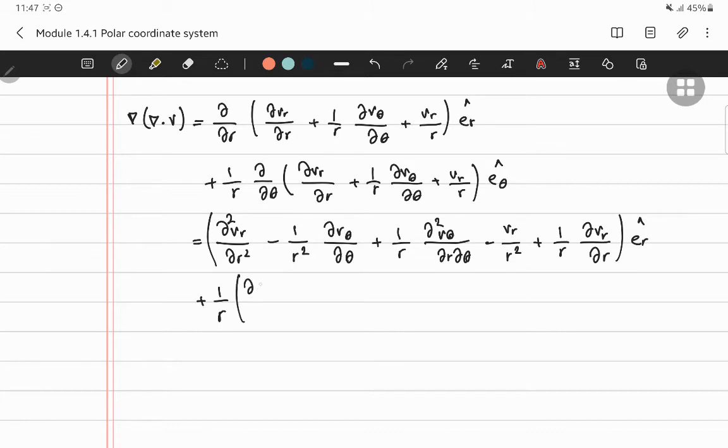So it becomes second partial derivative of VR with respect to theta and r plus 1 divided by r. Since this one is not a function of theta, we treat this like a constant, so it can be taken out. Then we have second partial derivative of v theta with respect to theta plus, this one is again the same. So we have 1 divided by r, partial derivative of vr with respect to theta, and this whole is e theta. Great.